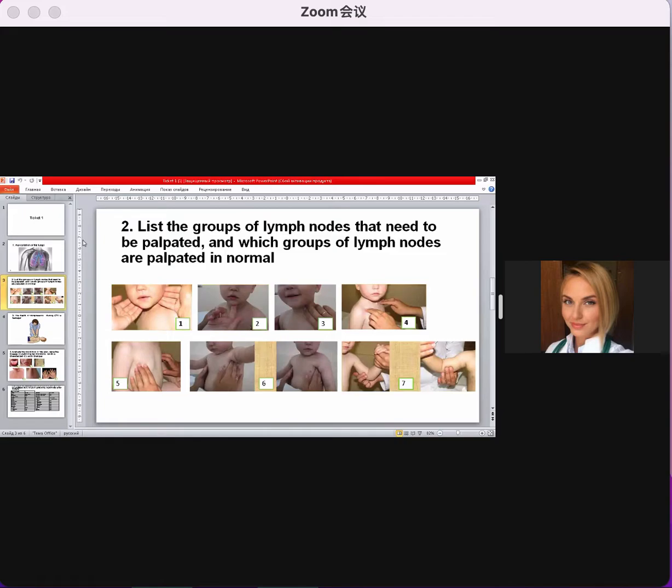Okay, can you see my screen now? Yes? Okay, so let's try to do some tickets. What about this question? This is about the submandibular lymph node, the first picture. This is palpation of lymph nodes. And which groups do we have?